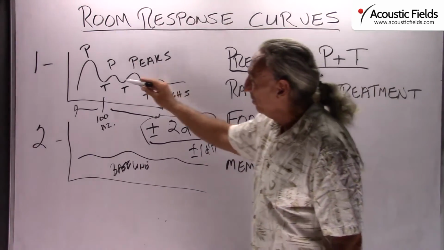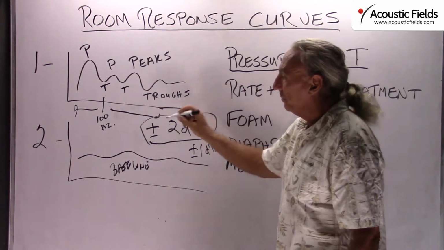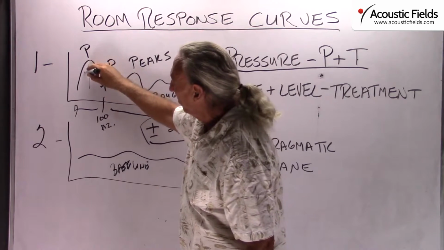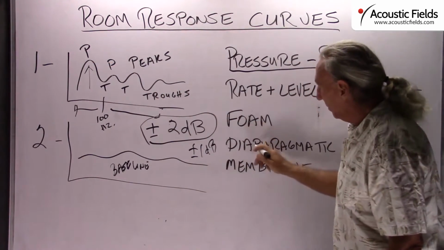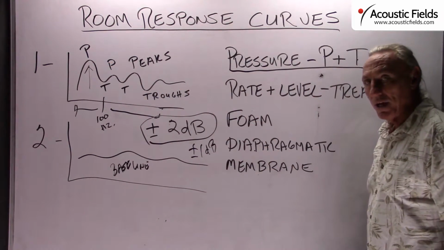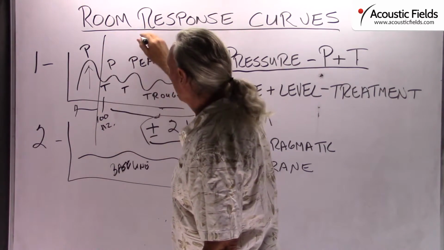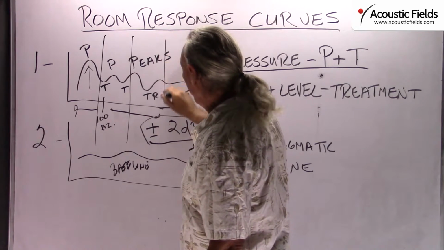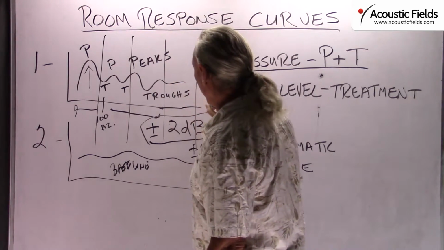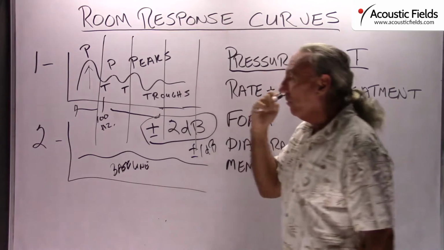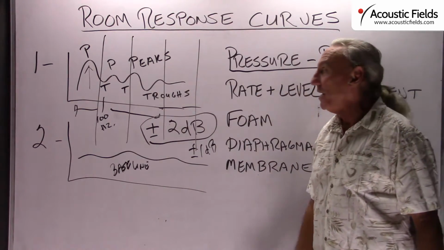So we have to first look at the severity. How big of a peak do we have? And then we have to assign the correct technology to deal with that. So you have to really break your room response curve up. I break it up into 4 areas. And I apply the treatment that those 4 areas in the response curve need.